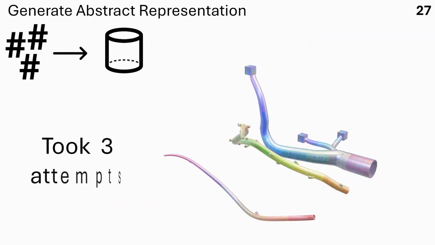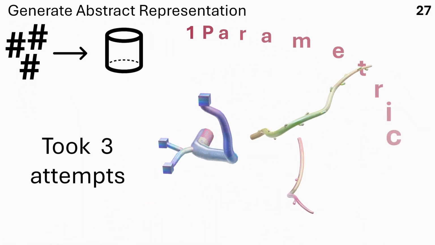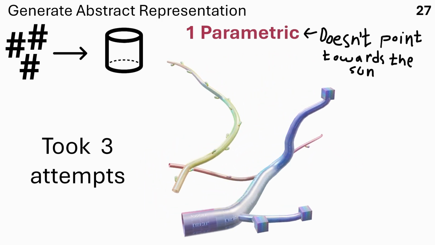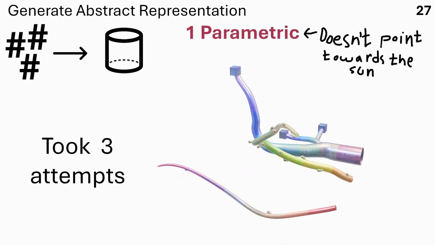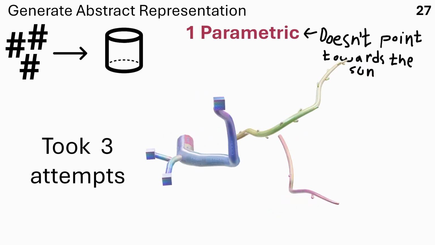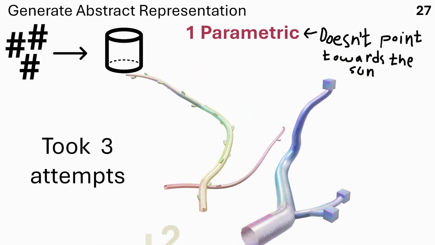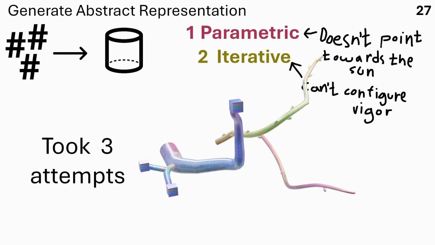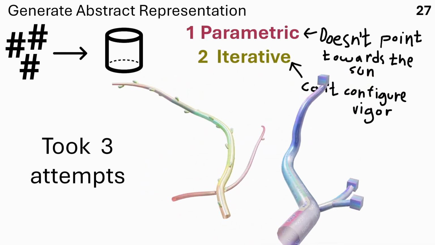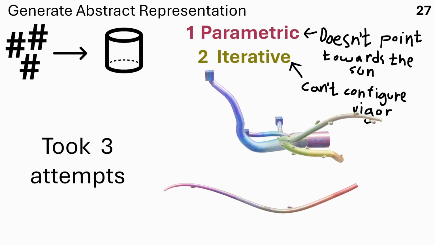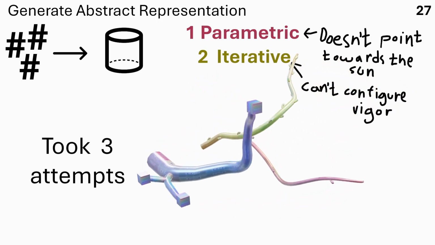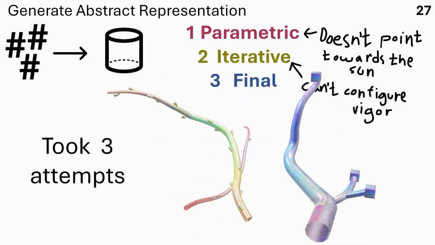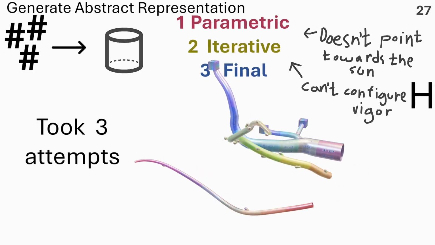This took me 3 different attempts. First attempt in red was a parametric attempt. However, it had the issue where it doesn't point towards the sun, which branches do, so it's no good. The second attempt, in yellow, is an iterative one, but I wasn't able to configure the vigor with that one. So finally, the third attempt is in blue, which is what I'm going with.